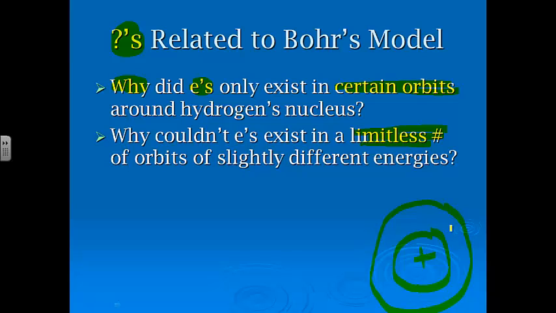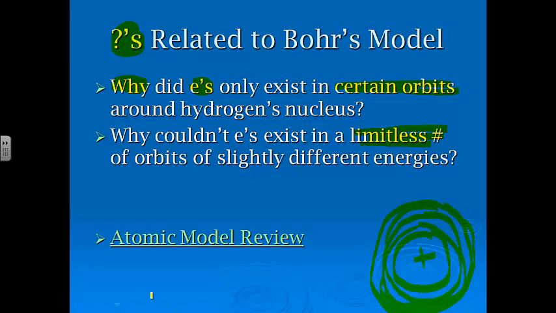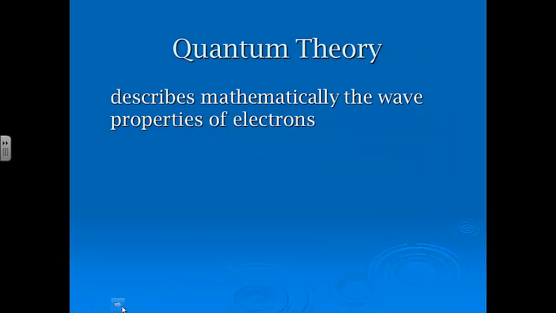So although we knew that these differences existed, how come we couldn't have all these other little orbits in the middle that kind of filled in the empty space? How come there were only these fixed patterns? Okay, and we will also take some time to review all of the atomic models that we've talked about in class. So we'll get there on this stuff the next time I see you.